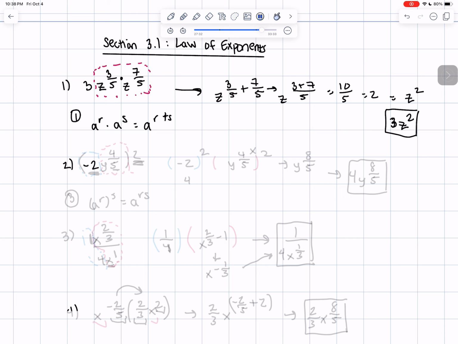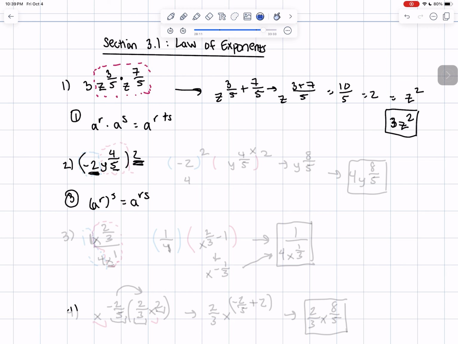So negative 2y to the 4 over 5, squared. Well, we've actually already used this one as well. We've used number 3 before. So that's (a to the r) to the s is a to the rs, from the previous videos. So that means my exponent here and my exponent here are going to multiply by each other. But because it's all in parentheses, I have to make sure that this exponent here is incorporated into this here.